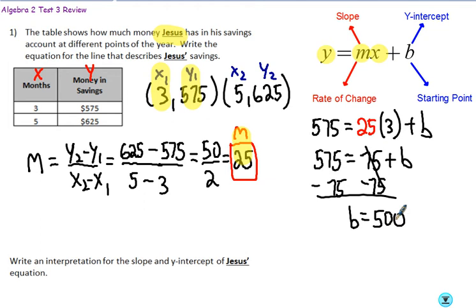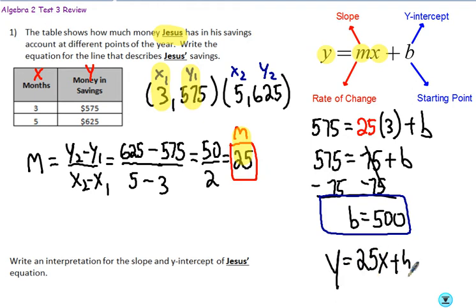Right. So to put all of that together, we know our slope, we know he saved $25 a month, we know the y-intercept, right, that's our b. So we want to put those two things together, so our equation would be y equals 25x plus 500. That would be our final answer.